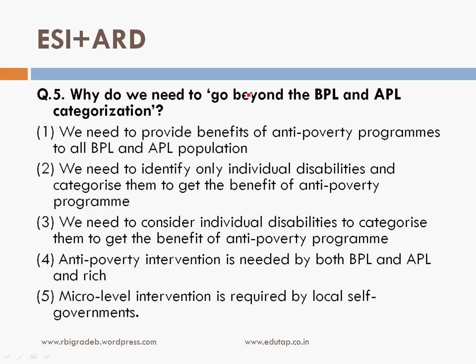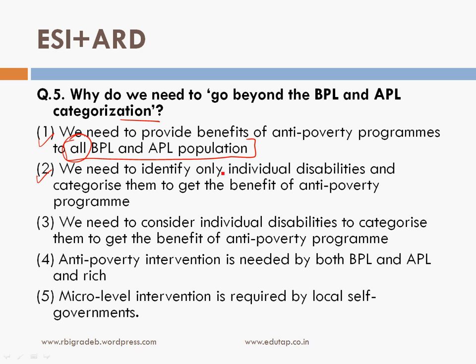Why do we need to go beyond the BPL and APL categorization? Right. Let's see the first option. We need to provide benefits of anti-poverty programs to all BPL and APL population. No, we don't have to provide the benefits of anti-poverty programs to all above poverty line, to all below poverty line population. It is not the correct option because of this word all.